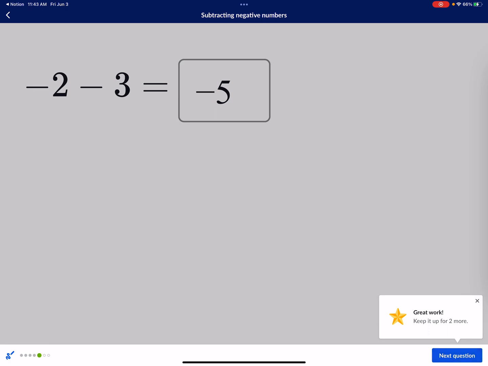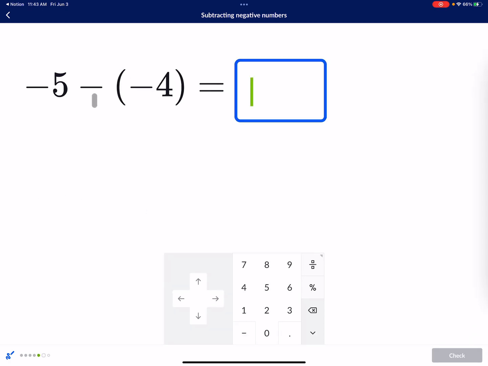All right. Make sure you continue to skip the ones where you're subtracting a negative.